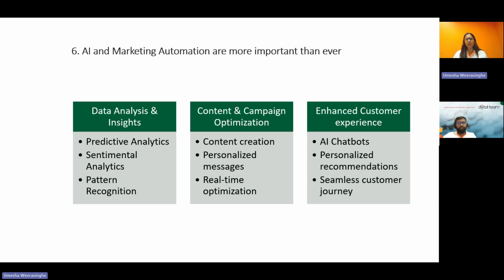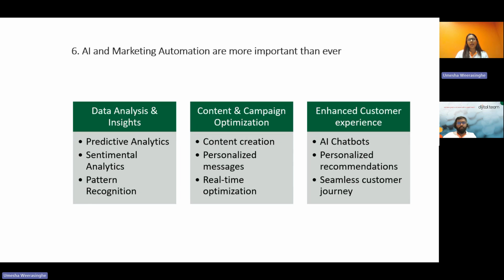The areas in data-driven marketing where we can use AI and marketing automation are, first, data analysis and insights. You can have better predictive analytics, sentiment analytics, pattern recognition. How we can use these is with tools, integrating tools. You can have a better understanding of the data analysis and insights. Then you can have AI in content generation and campaign optimization.